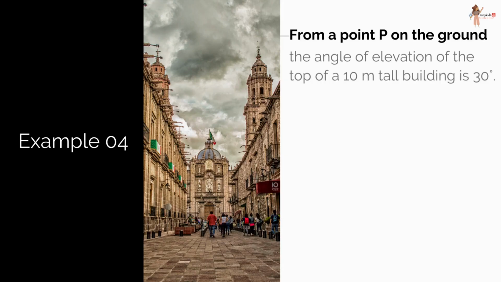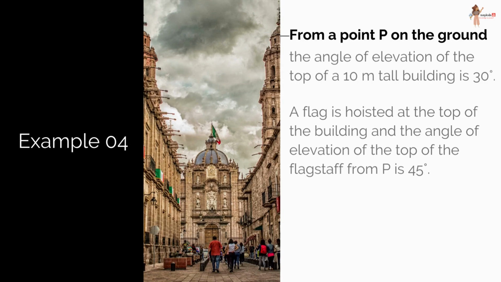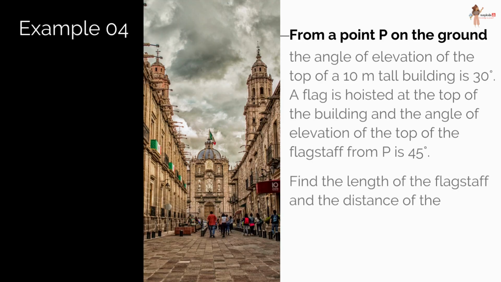From a point P on the ground, the angle of elevation of the top of a 10-meter tall building is 30 degrees. A flag is hoisted at the top of the building, and the angle of elevation of the top of the flagstaff from P is 45 degrees. Find the length of the flagstaff and the distance of the building from the point P.